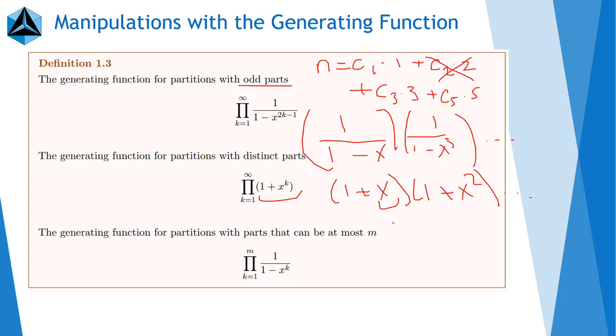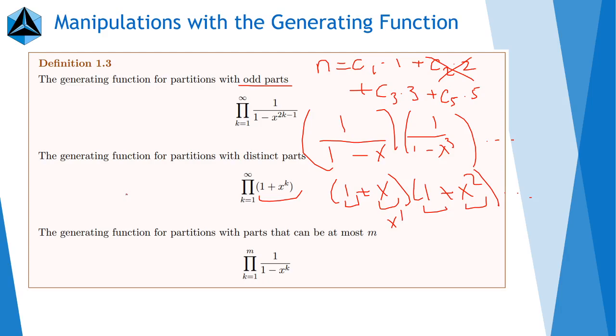This corresponds to picking the part, which is x to the 1. So picking the part that is 1, or we don't pick it at all, which is this one. And same thing for 2. We either pick the part 2, or we don't pick it, and so on.